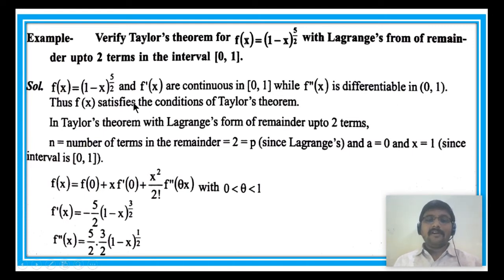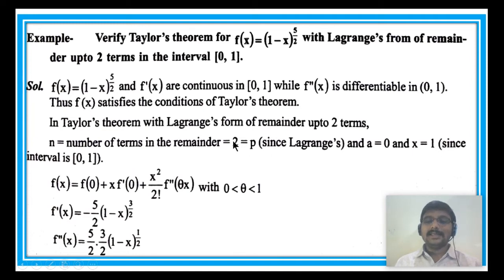Thus f of x satisfies all the conditions of Taylor's theorem, and we can define p as 2. What is p here? A positive integer. p can be defined as p equal to 2. In Taylor's theorem with Lagrange's form of remainder up to 2 terms, n is the number of terms in the remainder, that is 2, and which is equal to p. Since we are using Lagrange's form of remainder, what is the condition? To get Lagrange's form of remainder, we have to take p equal to n.